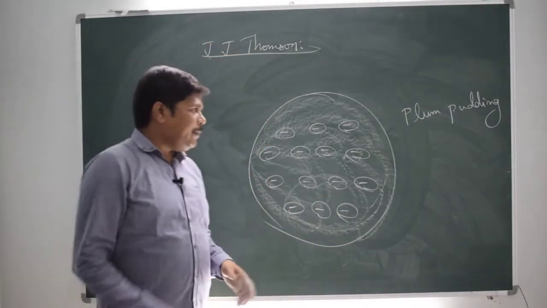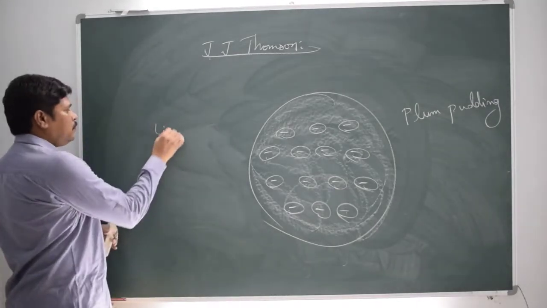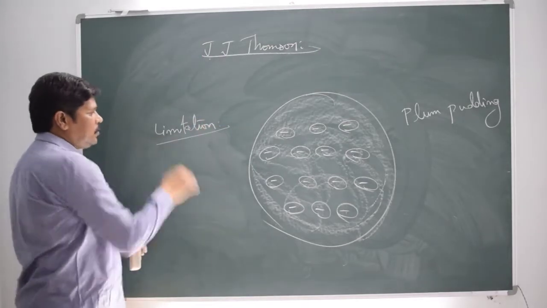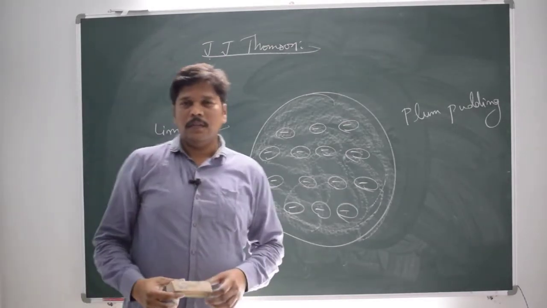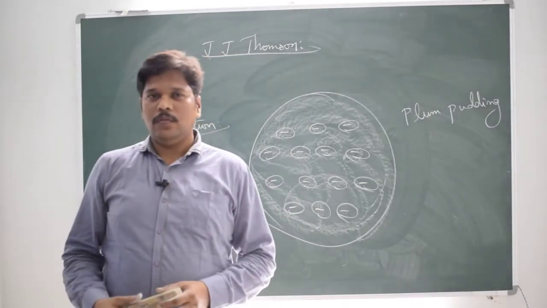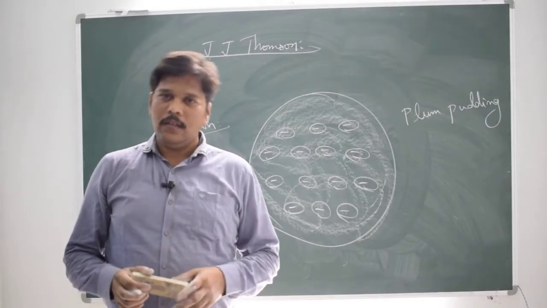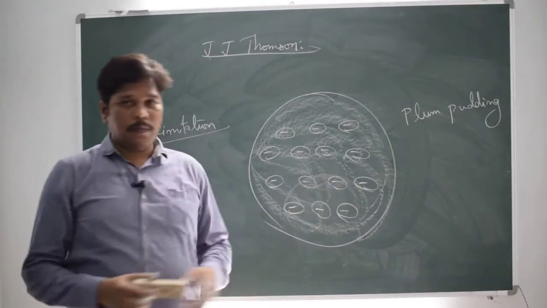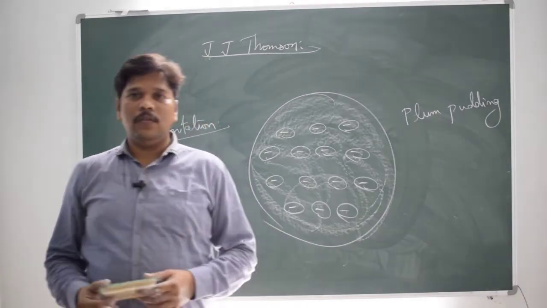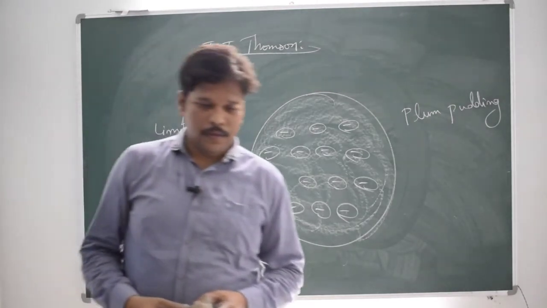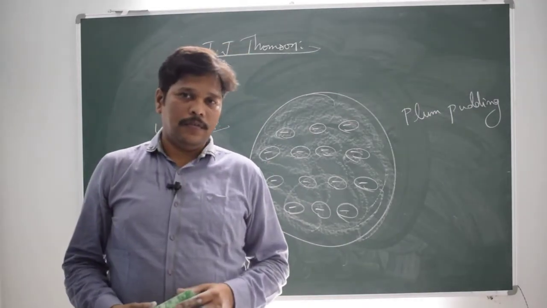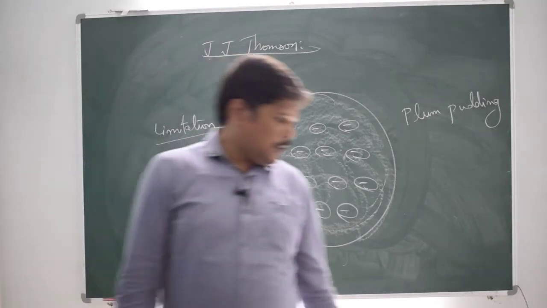Then what are the limitations of this model? The important limitation of this model is that it does not have any experimental proof. That is one drawback. The second is that this model couldn't explain the alpha particle scattering done by Rutherford. So it couldn't explain the results obtained from Rutherford's alpha particle scattering.